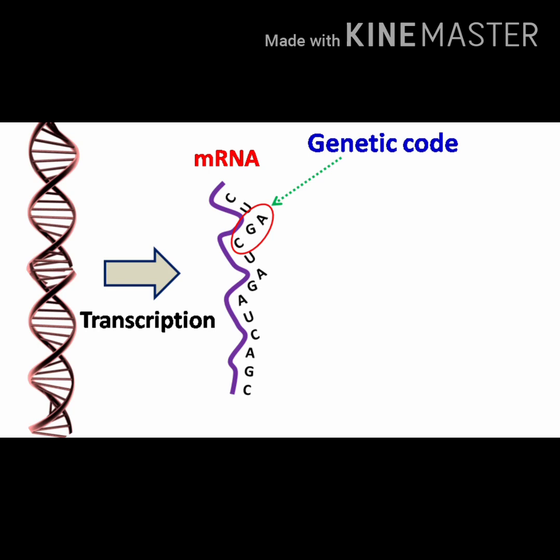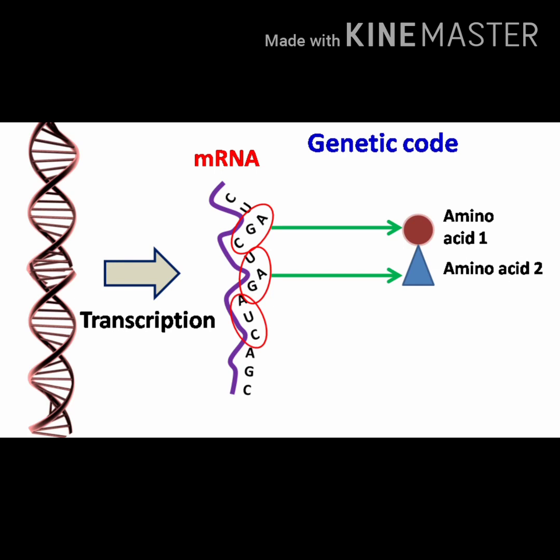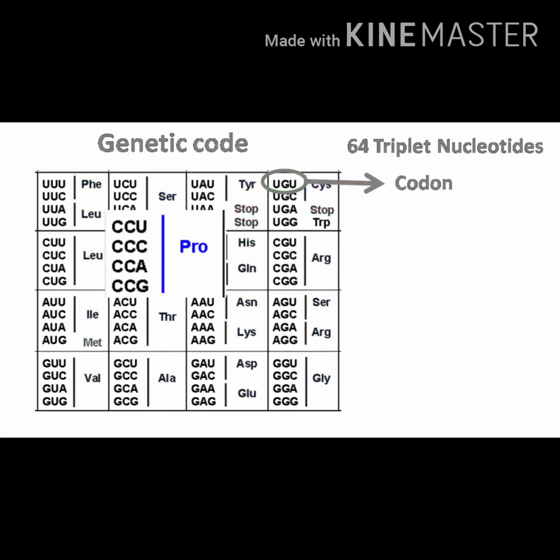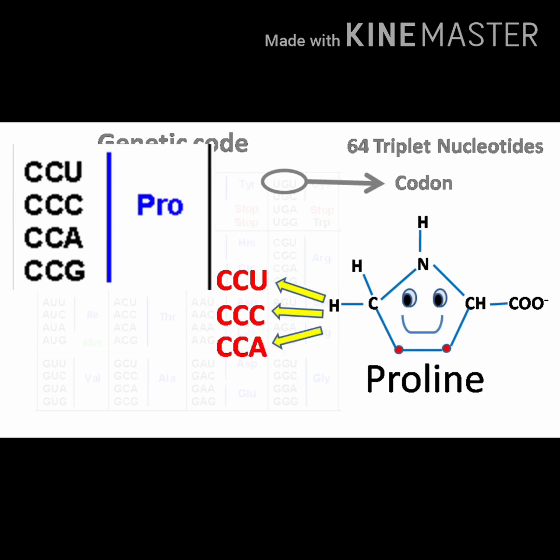When we are observing mRNA, the messages are located in the form of genetic code. And the genetic code is a combination of 3 nitrogen bases or 3 nucleotides. Each code will code for an amino acid. And in the genetic code, there are a total of 64 codons. Among the 64 codons, 3 of them act as stop codons. And 61 will code for amino acids.